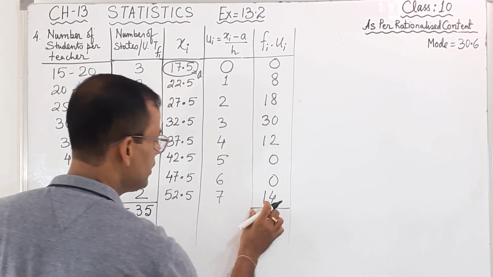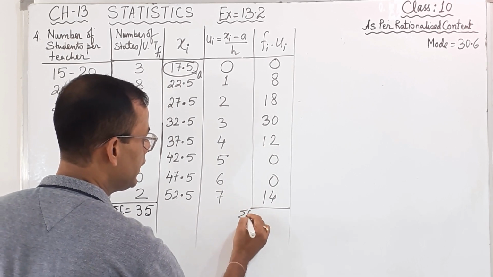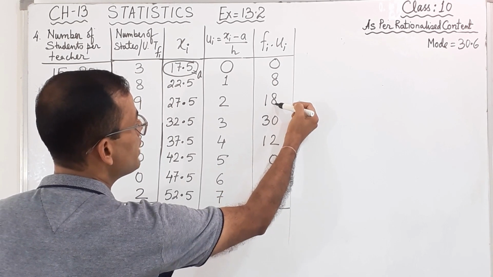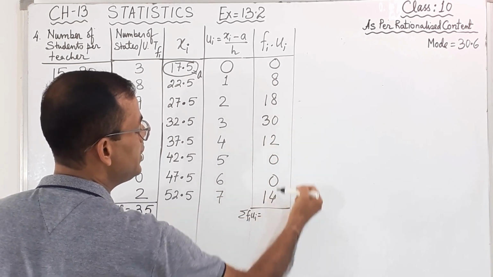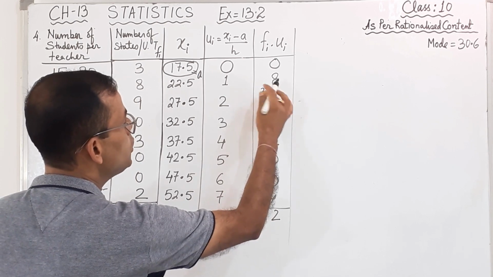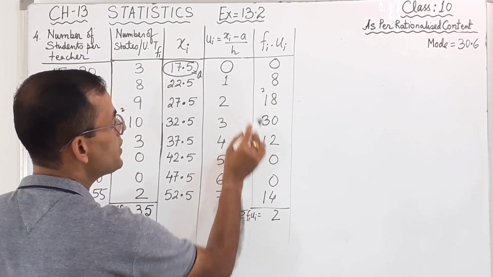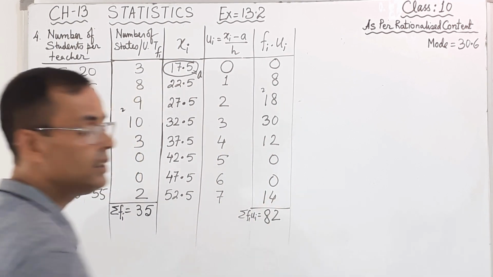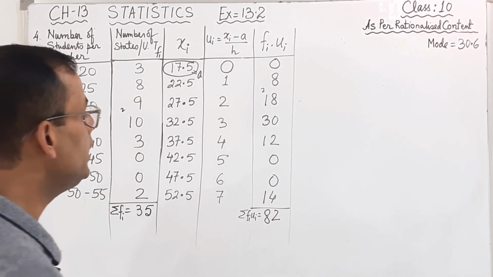Now we will add it. So what we will write? Summation fi into ui. So see 8 plus 8, 16, 17, 18 plus 4, 22, 2 carry, 2, 3, 4, 5, 6, 7, 8. So what you get? 82. Now we will proceed.